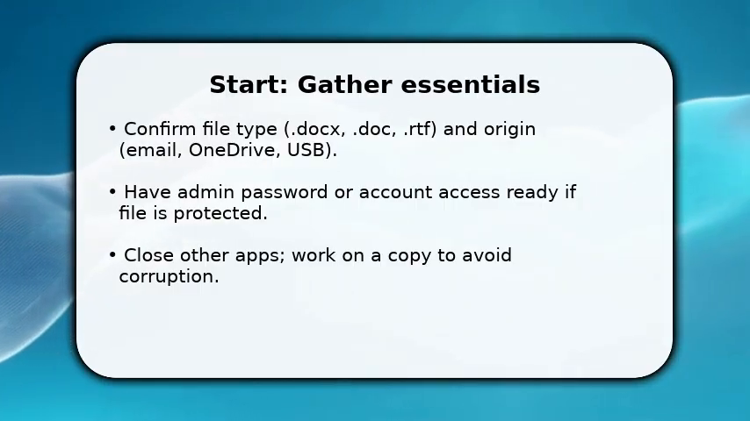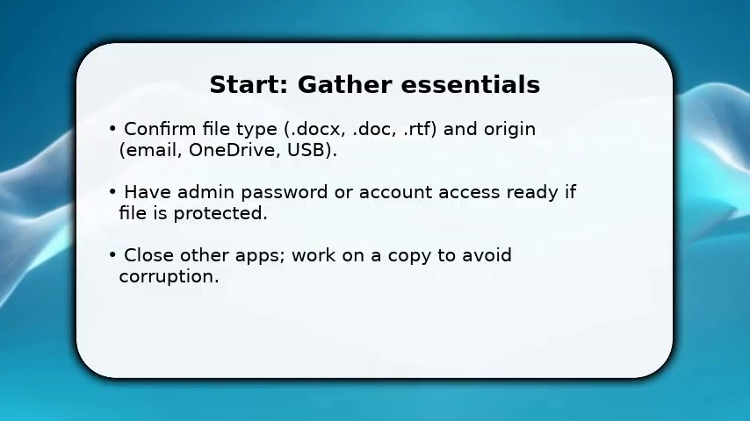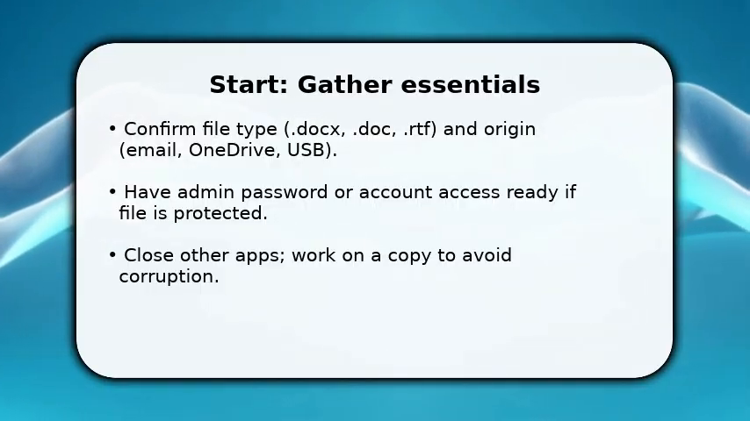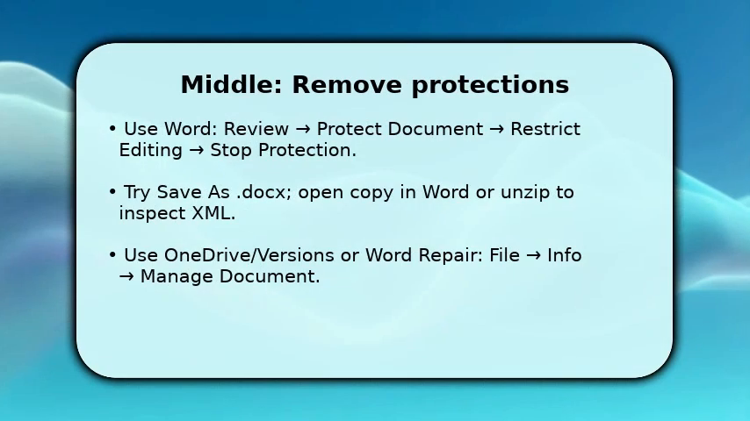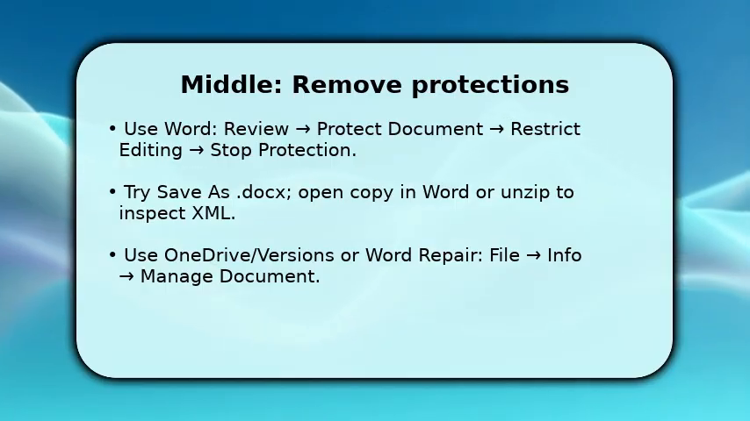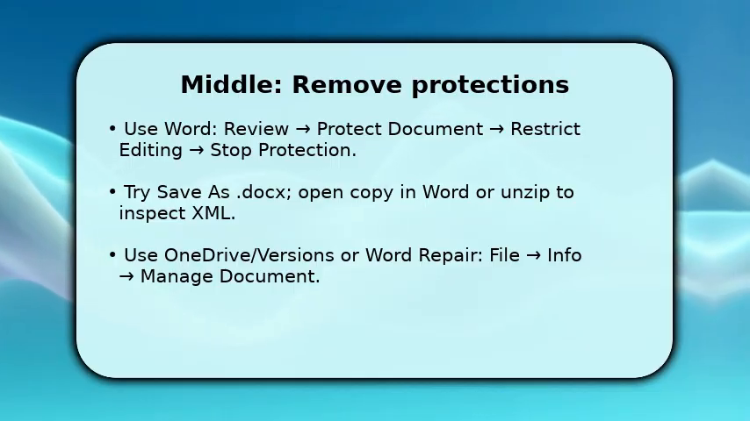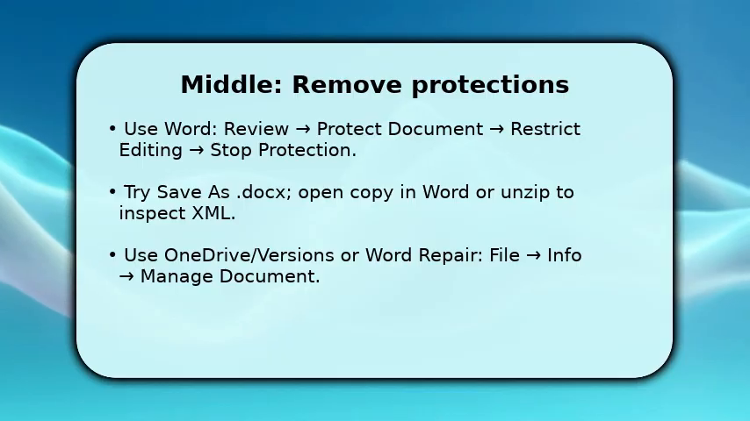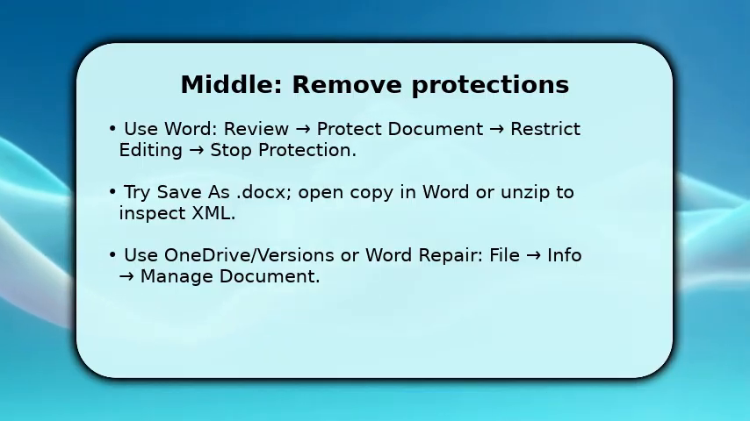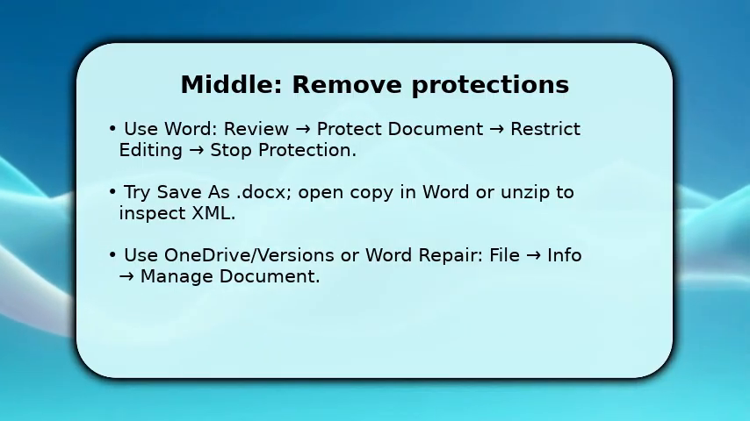Make sure to disable Cloud Sync temporarily to prevent version conflicts, and then open Word with elevated privileges so you can take the next action. Now you remove protection using Word's built-in controls. You go to Review, Protect Document and choose Stop Protection. Enter the password if prompted. If Word refuses, save a copy as docx and open the copy, sometimes save as clears transient locks.